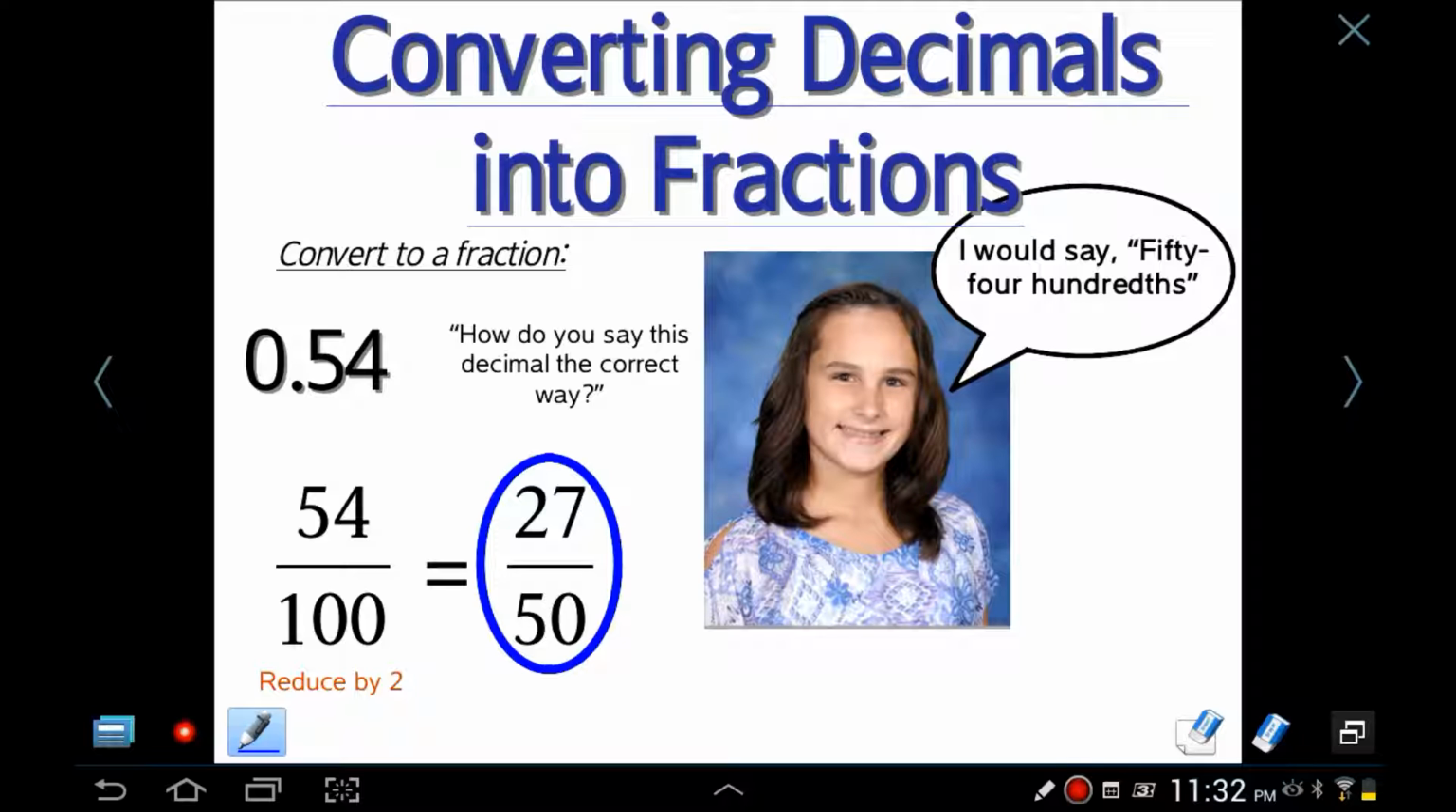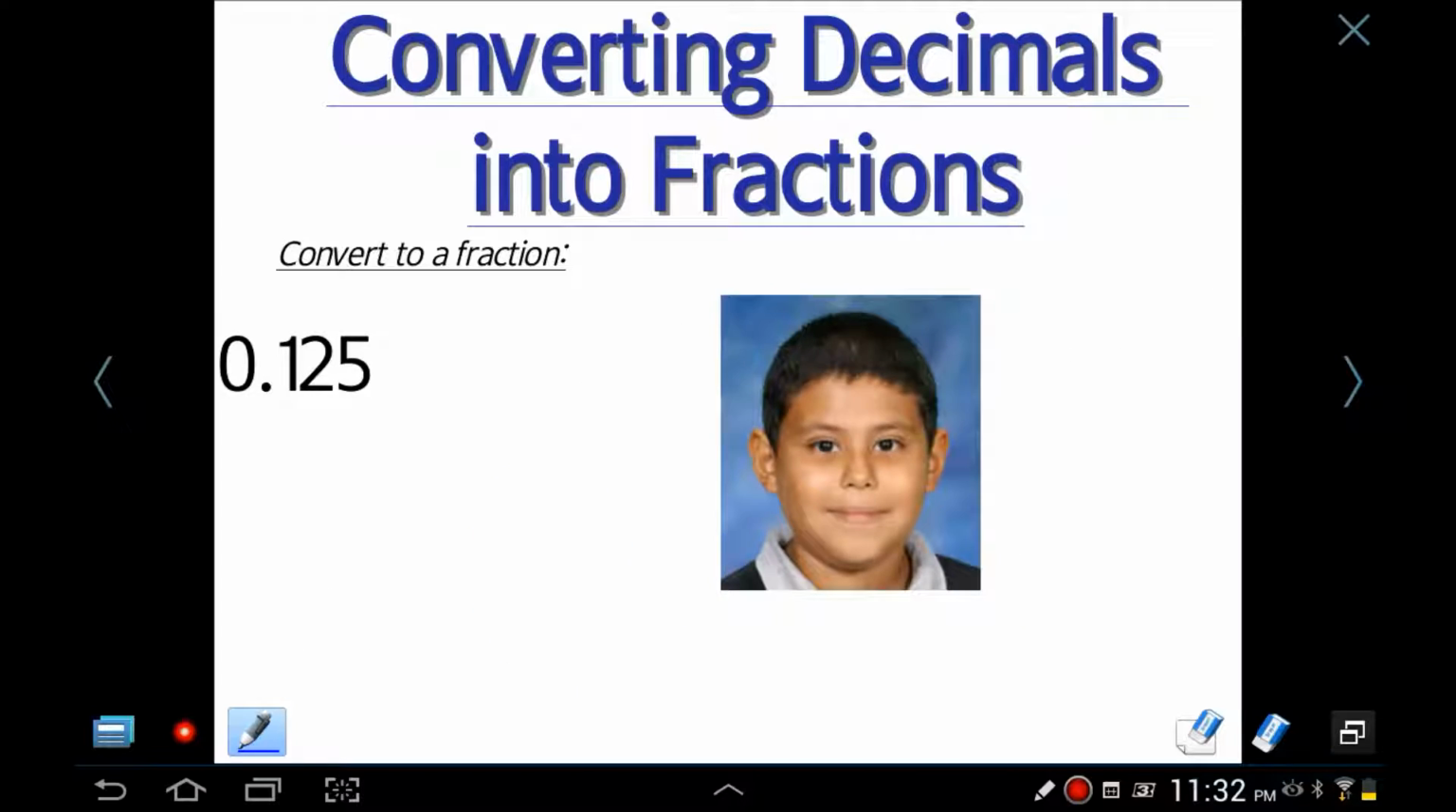Now, Kaylee, don't you usually wear glasses? You better put your glasses on when you're doing your math, okay? Oh, there you go. She's got them on. Thanks, Kaylee.